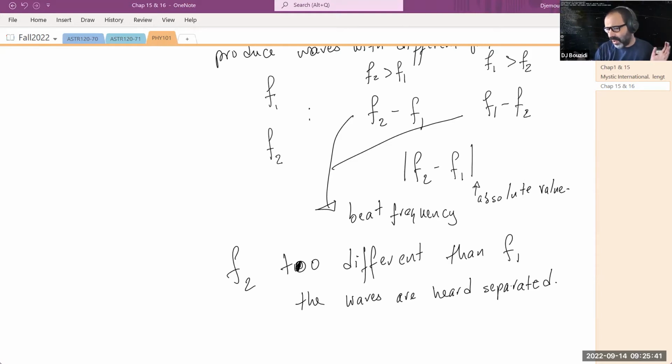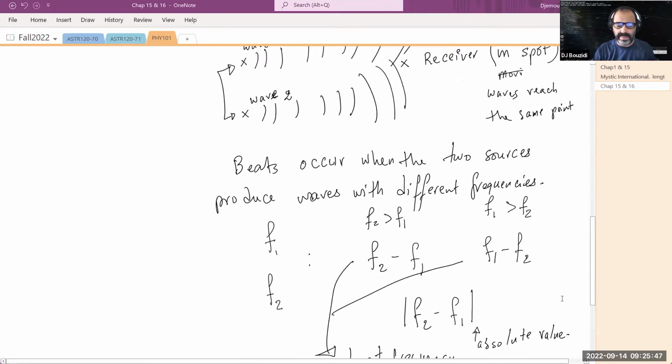One of them may be louder than the other, but that's another issue. The point here is that usually the condition for the beats is that the intensities are similar.